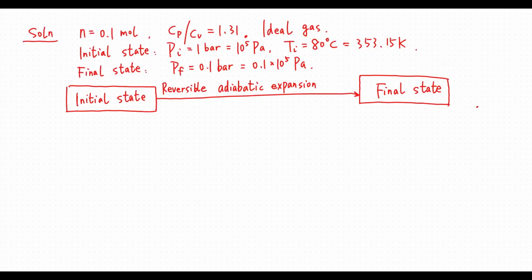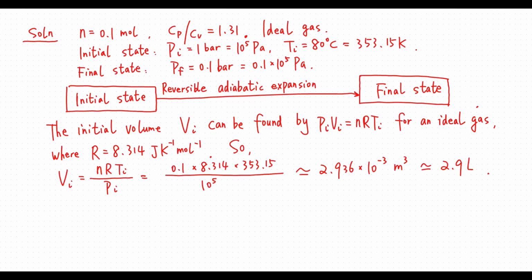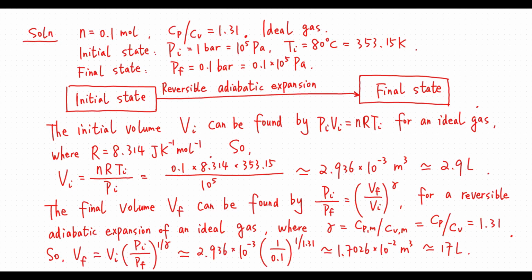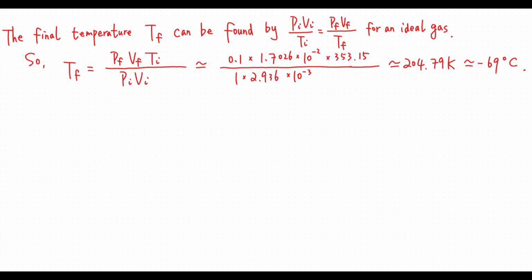Solution. We have this equation. So we get the initial volume. We have this equation. Then we find the final volume. We have this equation. Then we get the final temperature.